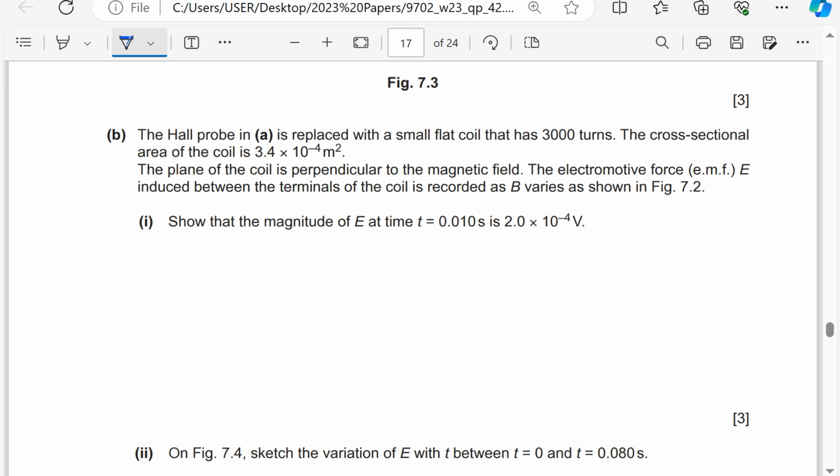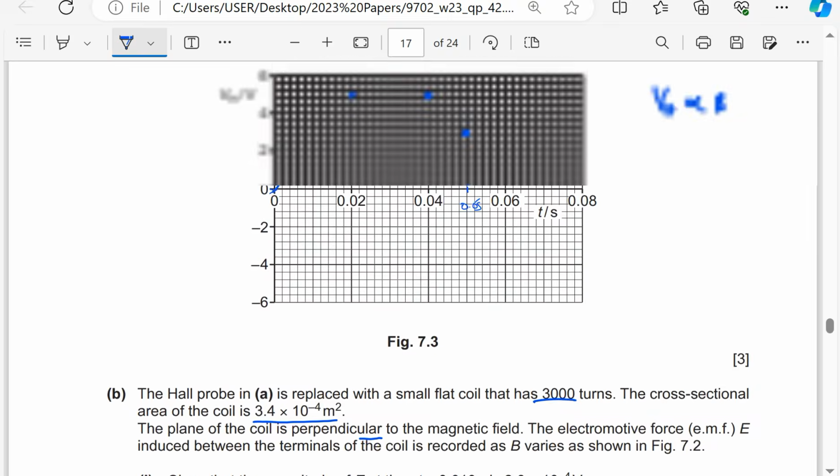The whole probe in A is replaced with a small flat coil that has 3,000 turns. The cross-sectional area of the coil is 3.4 times 10 power minus 4 meters squared. The plane of the coil is perpendicular to the magnetic field. The EMF induced between the terminals of the coil is recorded as B varies as shown in figure 7.2. Show that the magnitude of E at time t equals 0.01 seconds is 2.0 times 10 to the power of minus 4 volts.